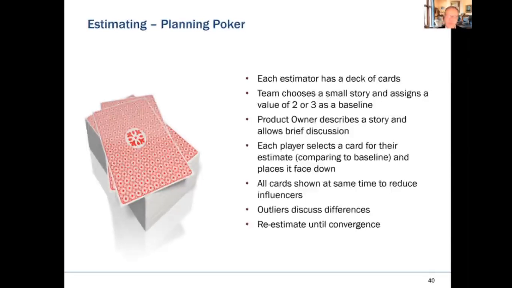So the team then, they finish their questions, then all at once, the Scrum Master says 1, 2, 3, and everybody shows their cards at the same time. And the reason we do that is to reduce influencers. If you have a strong personality and somebody yells out the number, chances are the team is just going to go with that number. So this way we get a better perspective.